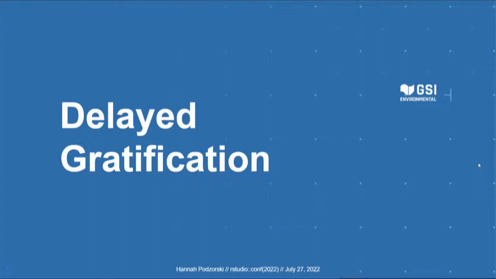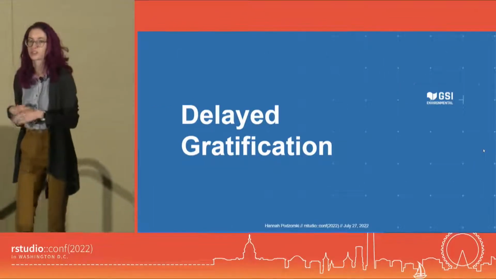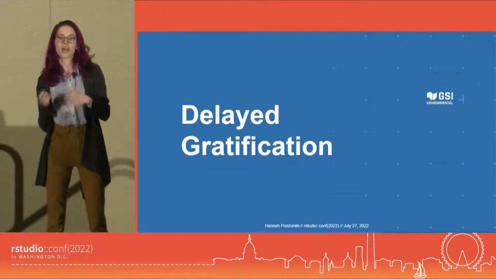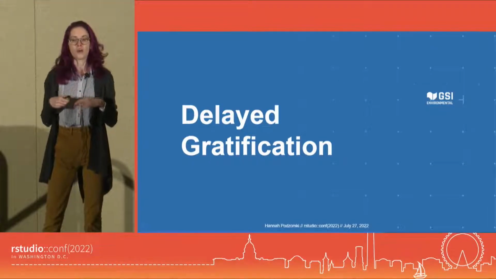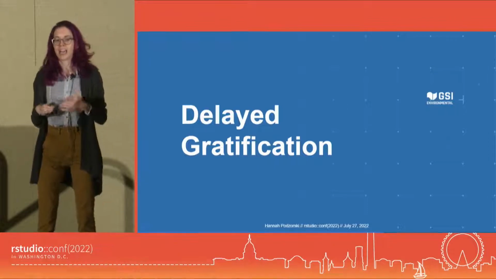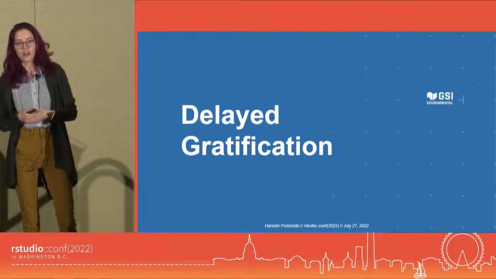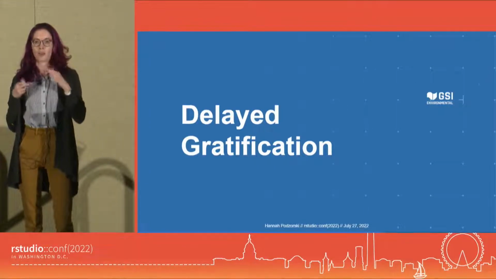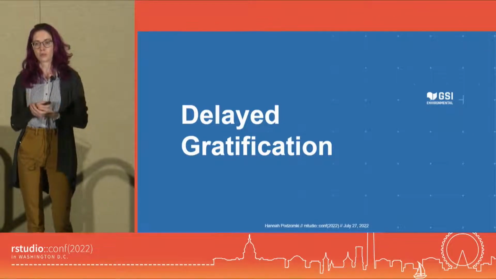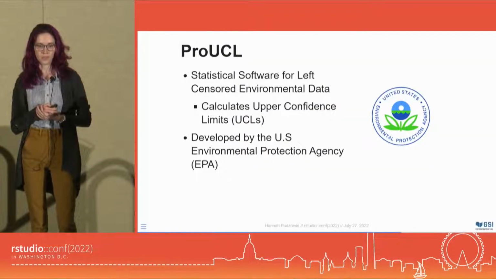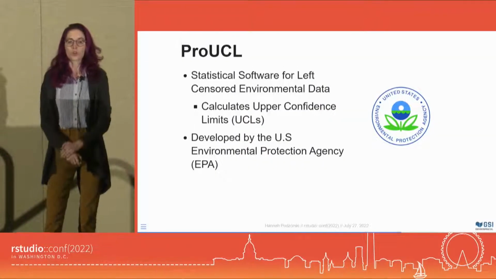So now that I've got my team a little bit on board, I've started with these smaller tasks. Now I can take on bigger tasks that might require a little bit more initial investment and delayed gratification. So I'm going to talk about a specific example where my team decided to automate software developed by a regulatory agency. That software is ProUCL.